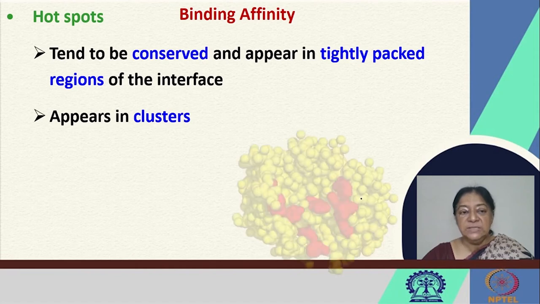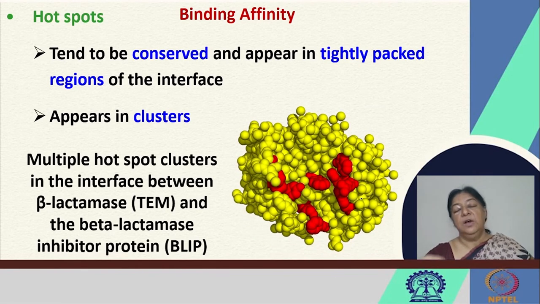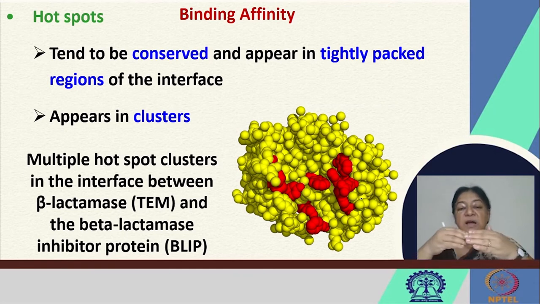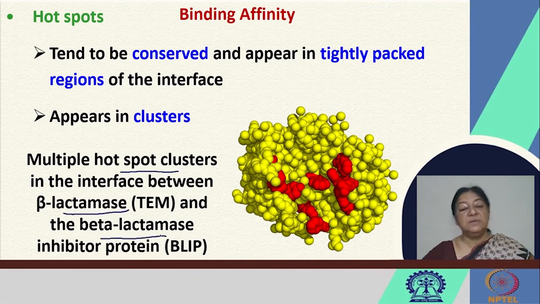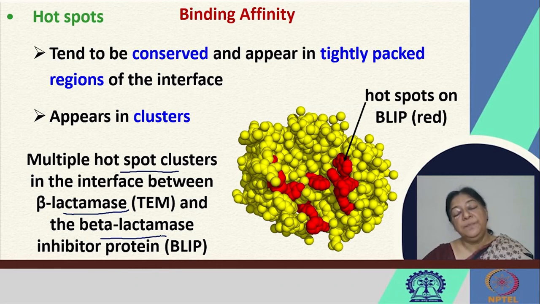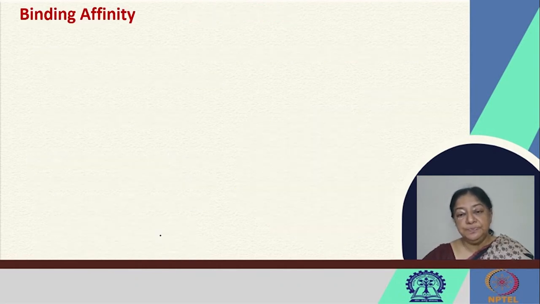They appear in clusters and they have specific hotspot clusters in specific proteins at the interface that are the result of this specific interaction, where in this case, this is an example of a hotspot cluster between the beta-lactamase and the beta-lactamase inhibitor protein. So these hotspots would result in a strong interaction that would hold the complex together. Again, whether it is low affinity or high affinity would depend upon the type of interaction or the specific process that it goes through.